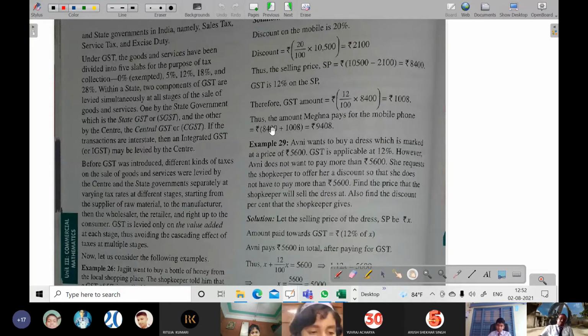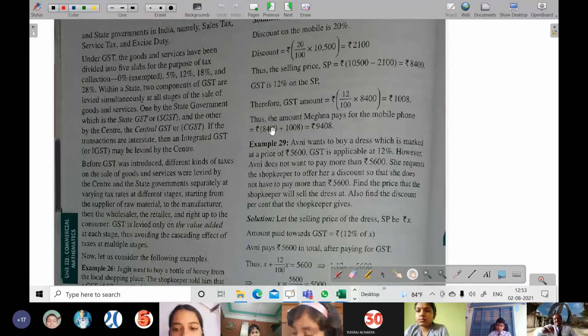Excise duty means, listen, import and export also have some tax. That is only excise duty tax. It is generally taken at airports, seaports or borders. The excise department is there. Getting it? Yes, sir.